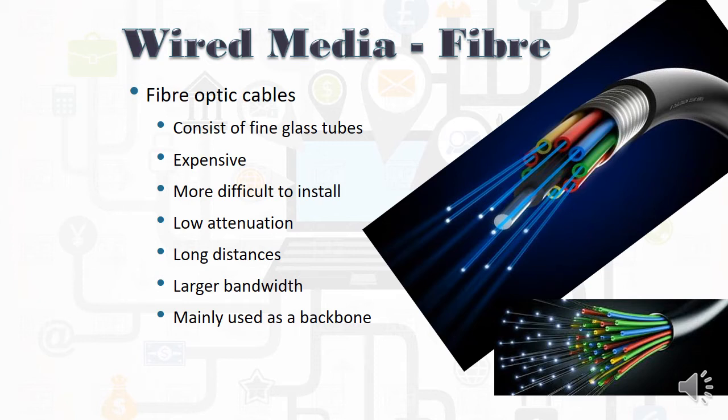It does have very low attenuation, so a fiber channel can go much further before there's much attenuation. It can go over long distances. It has a larger bandwidth. That means more data can go through it per second. And it's mainly used as a backbone, which means on big networks, they put a fiber optic cable between different sections of the network. These days, it also goes to the home. Many homes in South Africa now have fiber installed.